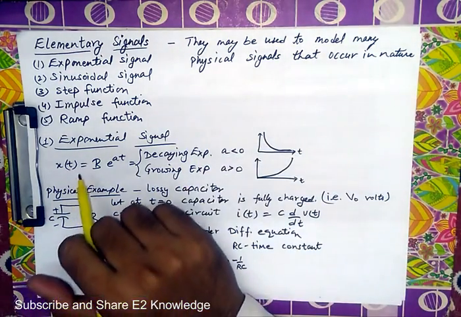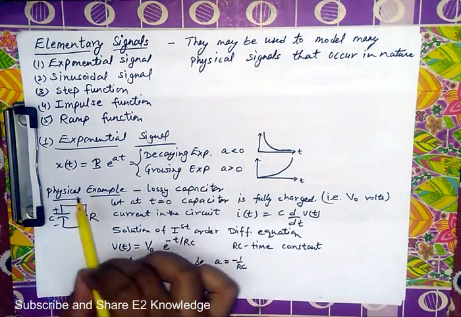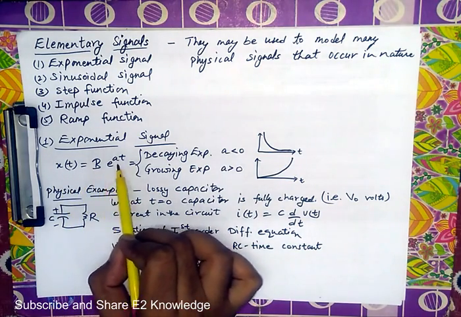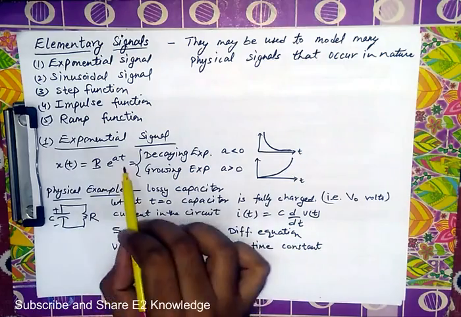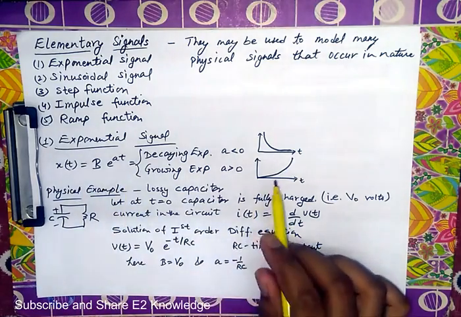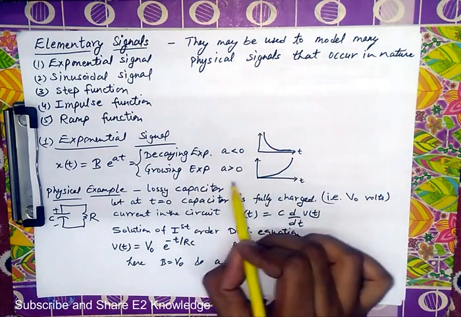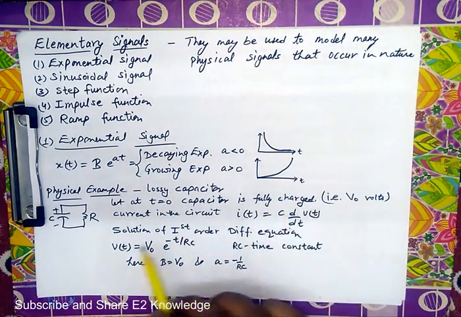So first, the exponential signal. It has a basic, simple structure. x(t) is equal to b e raised to the power at, where b and a are two constants and t is with respect to time. If a is negative, then it is a decaying exponential. If a is positive, then it is a growing exponential.